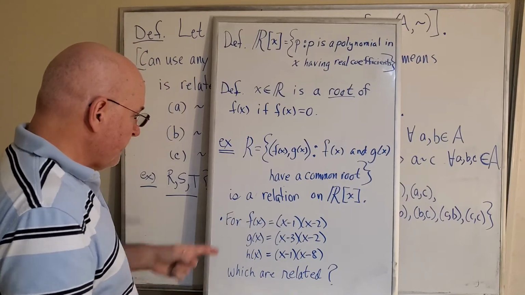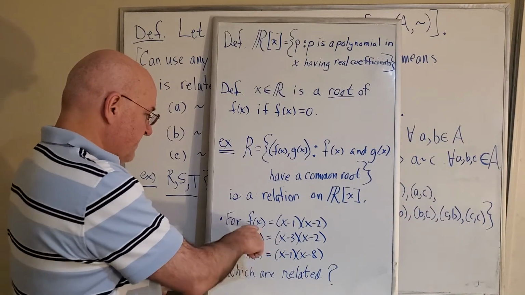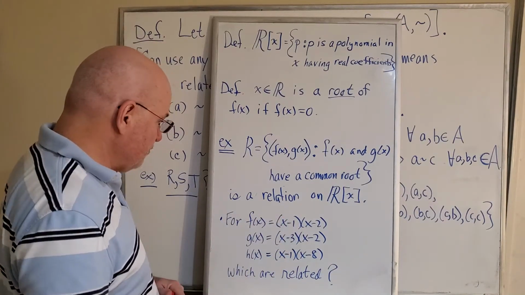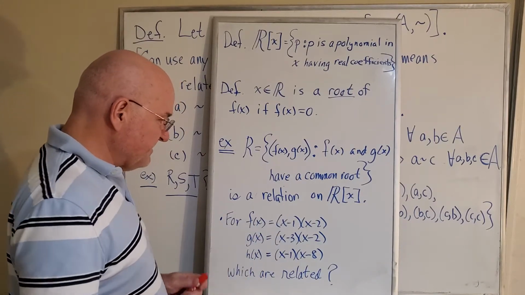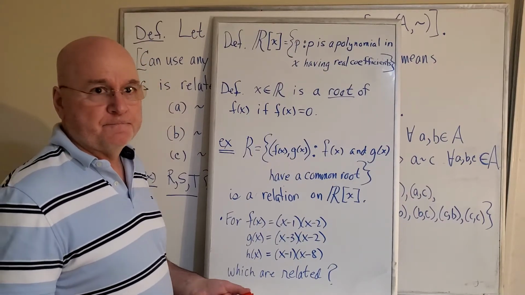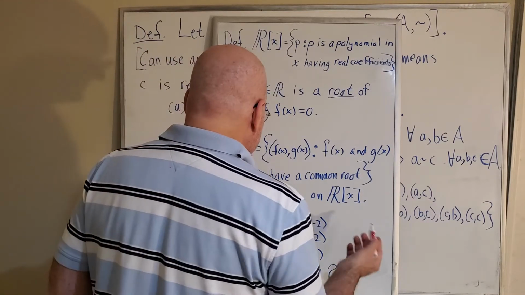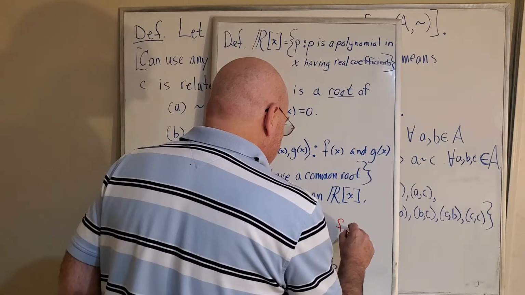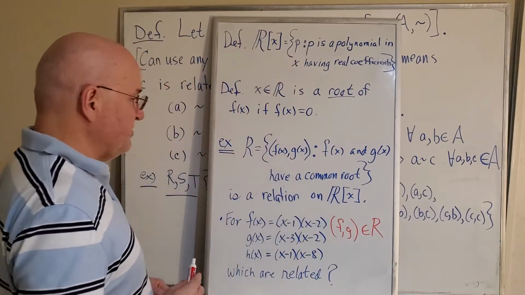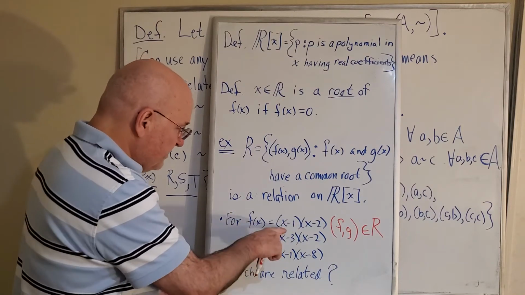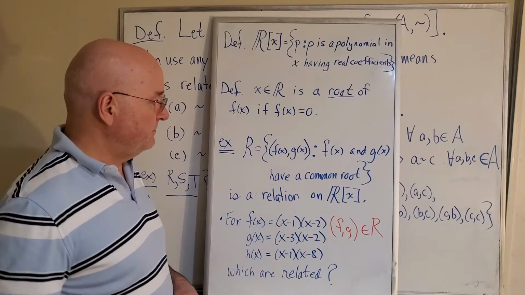So, for example, these are the factored forms of three quadratic functions. F of x is x minus 1 times x minus 2. G of x is x minus 3 times x minus 2. H of x is x minus 1 times x minus 8. Which are related? Well, let's see. F and g are related. So I could say that ordered pair is in that relation because f and g have a common root. 2 is a root of this one, 2 is a root of that one.